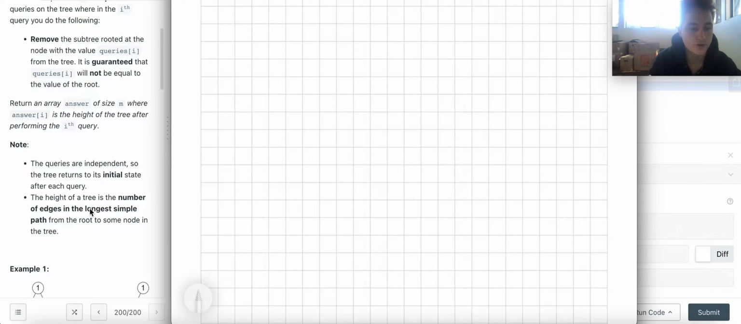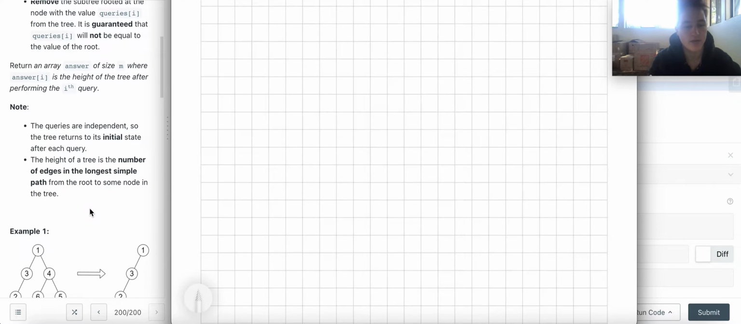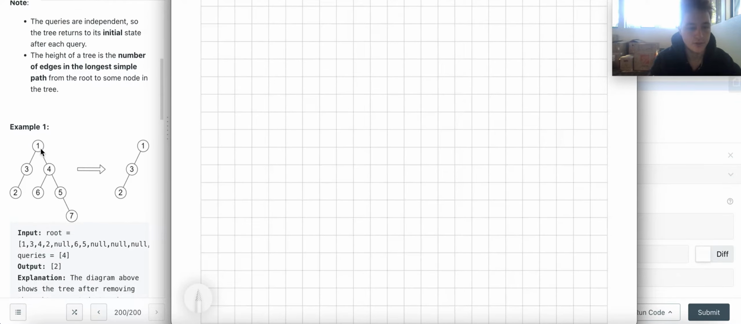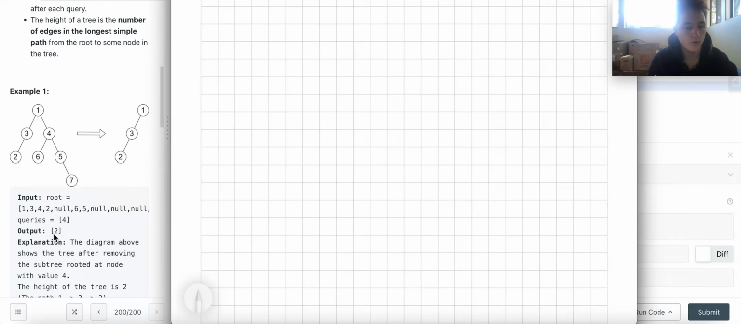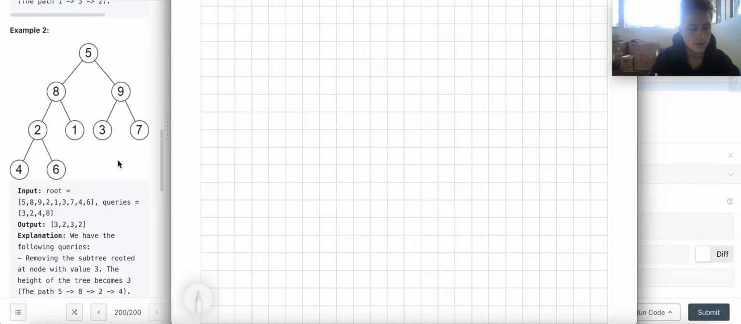Okay, the height of a tree is the number of edges in the longest simple path from the root to some other node, right? So this tree, for example, has height 1, 2, 3. And if you remove 4, this tree has height 1, 2 because this is the resulting subtree. Okay, let's look at this example.